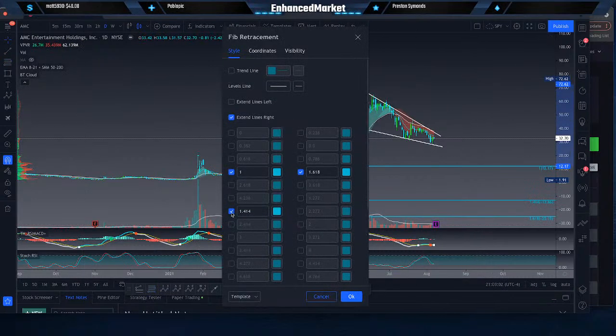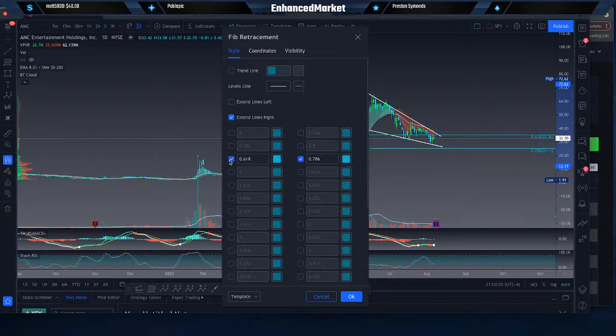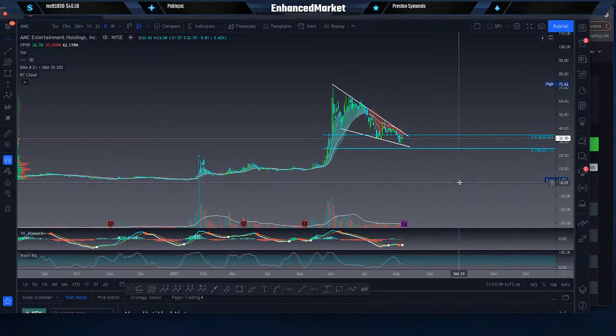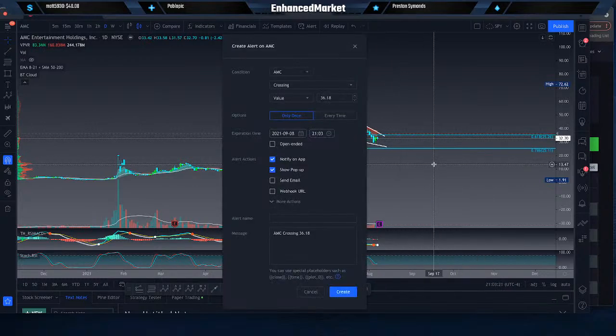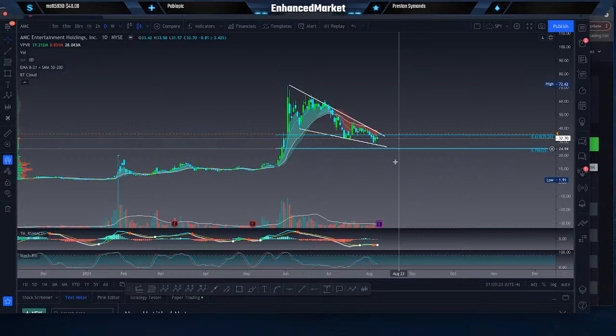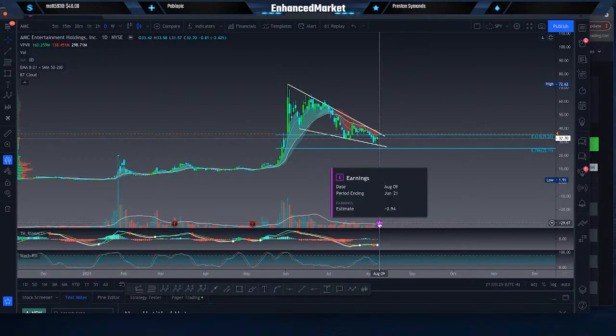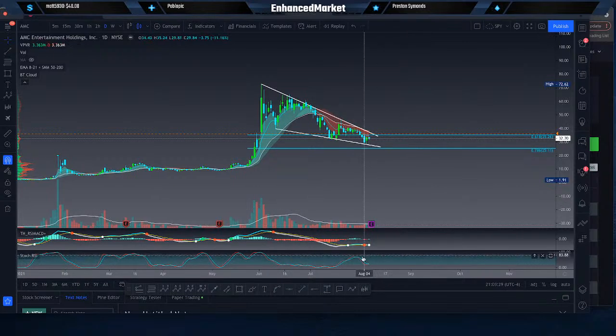Let's check out where we're at fib-wise. Probably like this 618, 786. So yeah, we're right in between the 618 and the 786. If this can get back over the 618, ideally, we should see a breakout and an 8/21 EMA cross. You know what? I'm going to set my alert. Have earnings coming up tomorrow, actually. So a big day. RSI and MACD are pretty oversold.